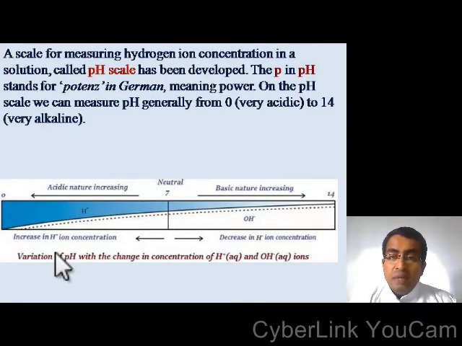A scale for measuring hydrogen concentration in a solution called the pH scale has been developed. The P in pH stands for potenz in German, meaning power. On the pH scale, we can measure pH generally from 0 to 14. 0 means very acidic in nature and 14 is very alkaline in nature. So this is about the pH scale, a scale for measuring hydrogen concentration in a solution.